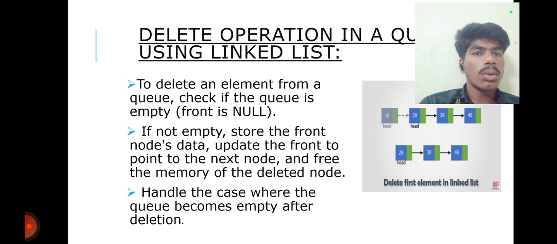Delete operation in a queue using linked list. To delete an element from a queue, check if the queue is empty, that is, front is null. It means while going to delete an element, if the queue is empty, then nothing is there to delete. So we need to check this before deleting an element from the linked list. If not empty, store the front node's data, update the front to point to the next node, and free the memory of the deleted node. Handle the case where the queue becomes empty after deletion.